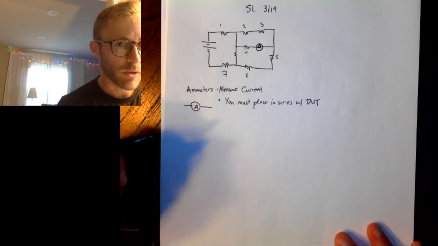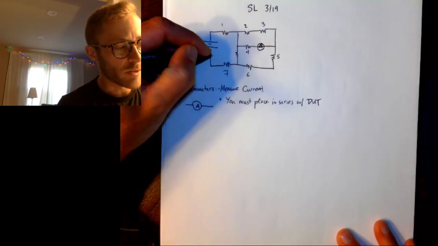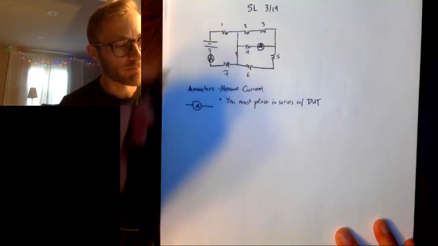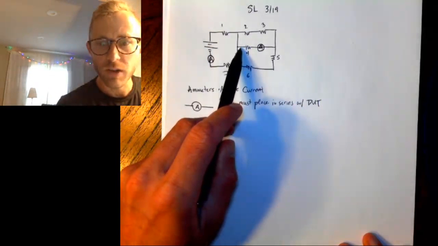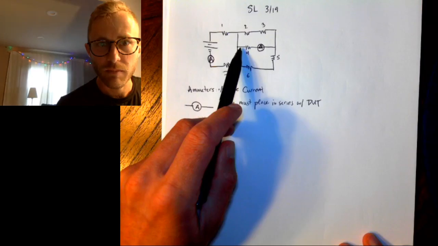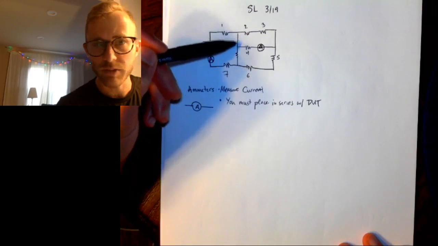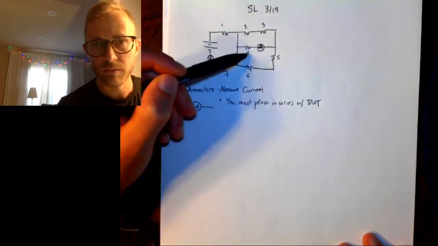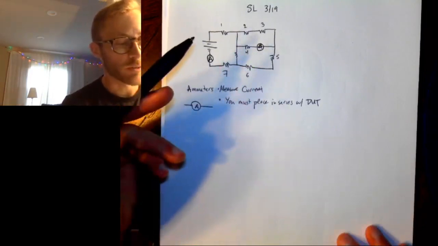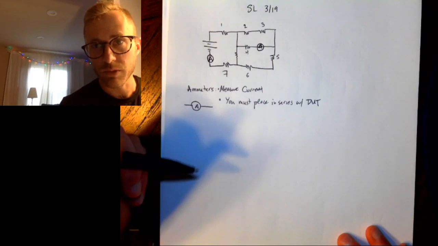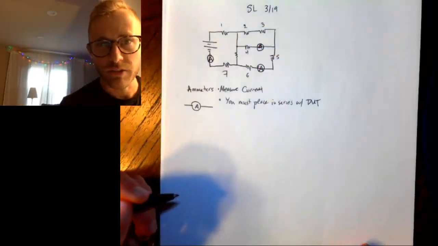What if I wanted to know the current flowing out of the battery? Well, I would put an ammeter in series with the battery. It doesn't matter where, as long as it's in series. Okay? So I couldn't put the ammeter right here because then it wouldn't be in series with the resistor 4. Okay? What if I wanted to know the current through the 6 ohm resistor? I would put an ammeter in series.